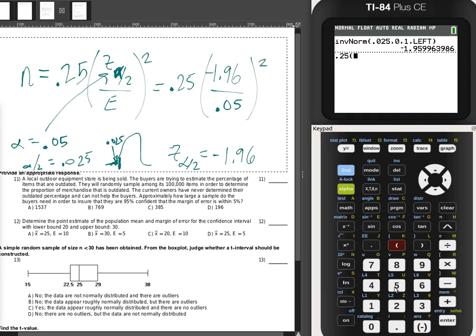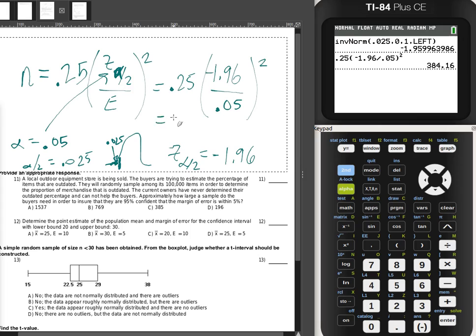0.25 times negative 1.96 divided by 0.05, and then we want to square all of that stuff. And let's see what happens. They should use a sample size. We want our n to be, remember, we always round up. It doesn't matter what the decimal is, we should round up to the next whole number, so it would be 385. So that should be answer choice C, and that's it for this problem.